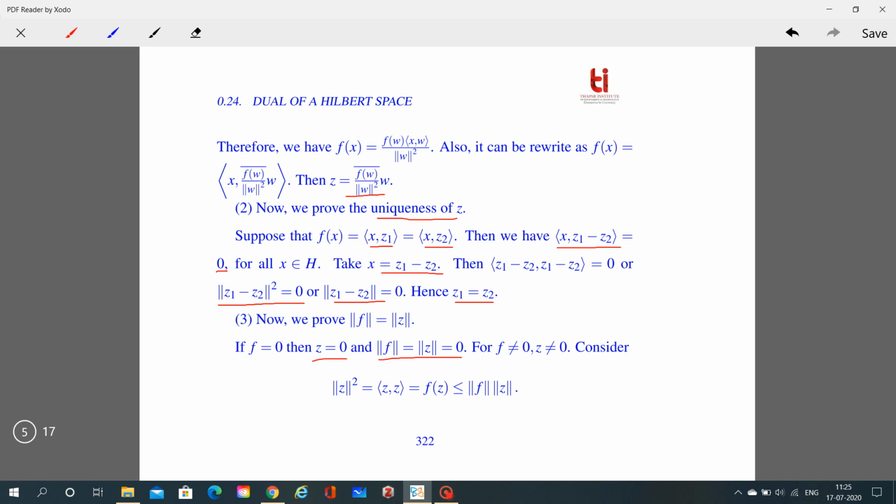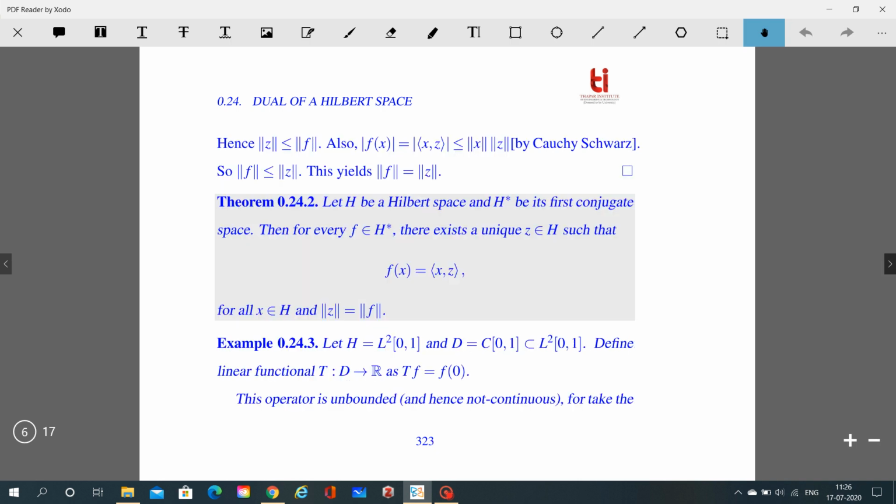So this is the trivial case. So we will consider that f is non-zero and z is non-zero. Consider the norm of Az squared, which can be written as the inner product of Az comma z, which is equal to f of z, which is less than or equal to the norm of f into the norm of z. Hence the norm of z is less than or equal to the norm of f.